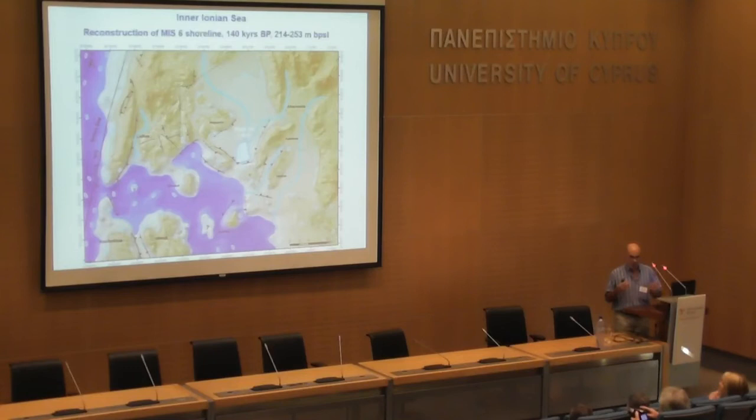If we hadn't considered that, then we would draw the shoreline of stage 6 at the same place where the LGM shoreline is, but this is not the case. And what this shows is that there's a lot of area which was available to the prehistoric humans at that time, and that means that it's a lot of work for the archaeologists underwater.